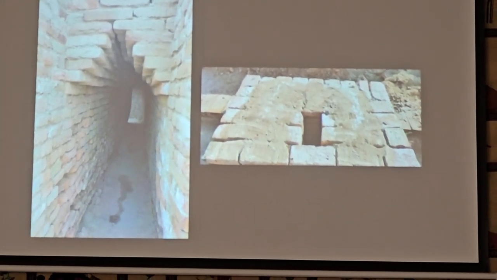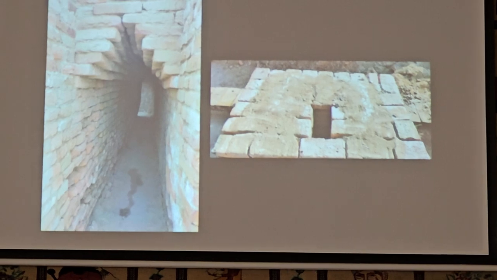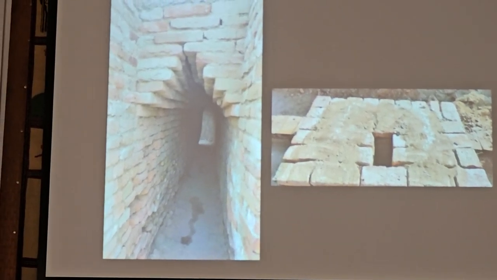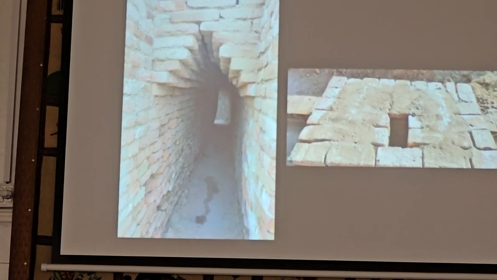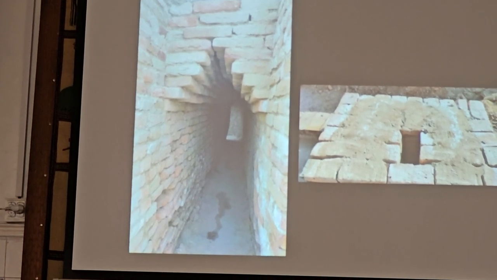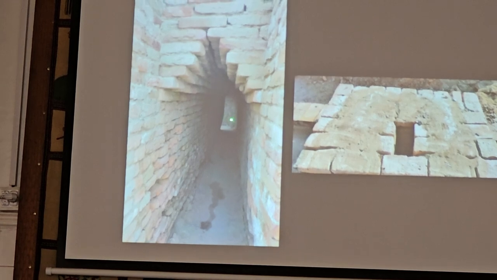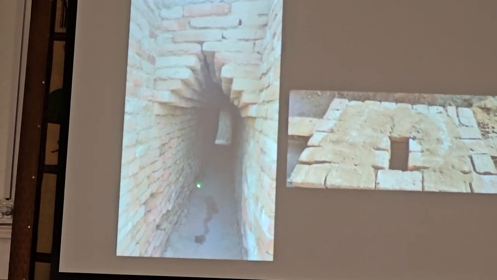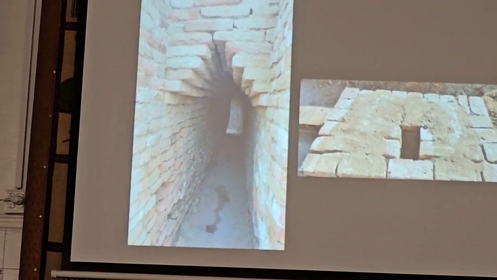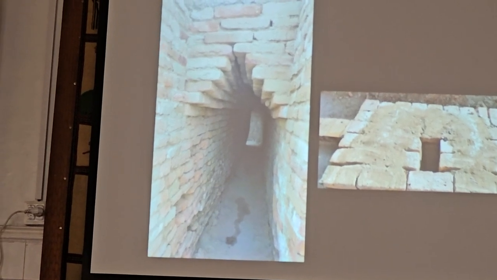This is one of the drains, one of the outlets of the great bath, which is formed in the construction of a corbel building technique. And this is a corbelled vault, which connects this drain with the central water tank.